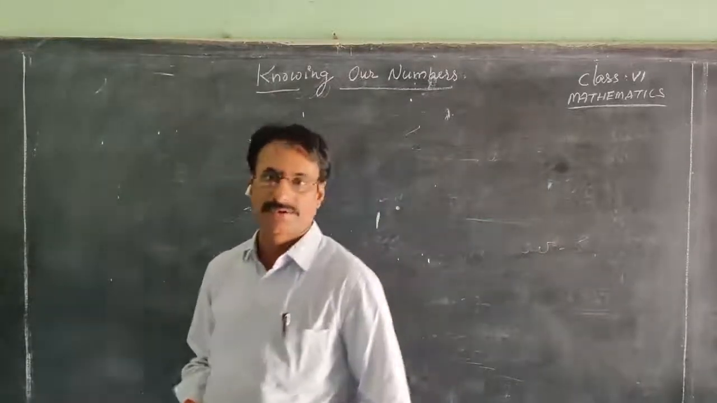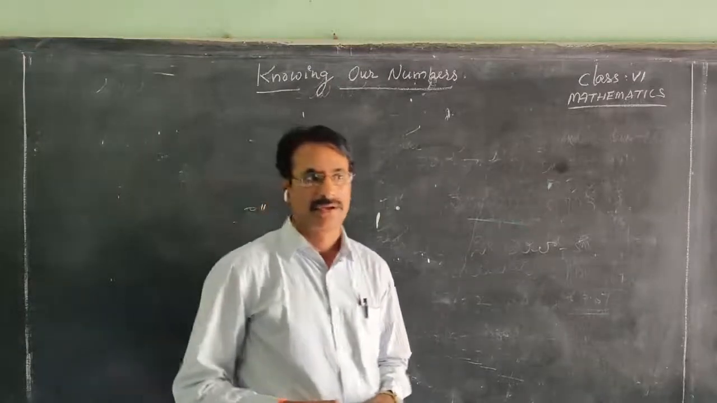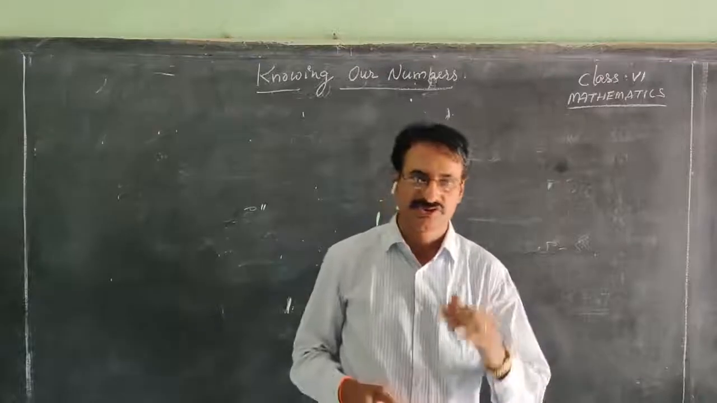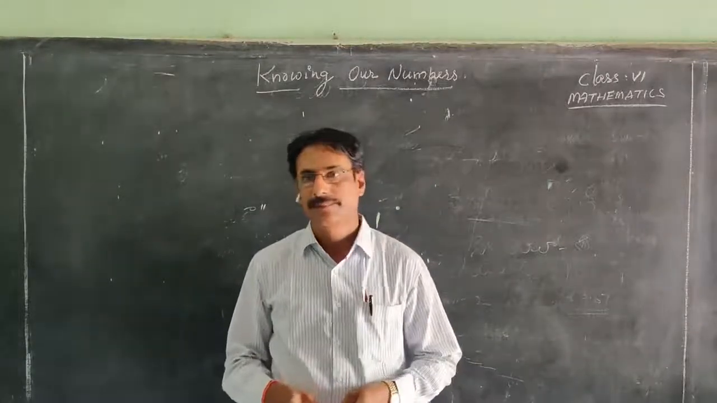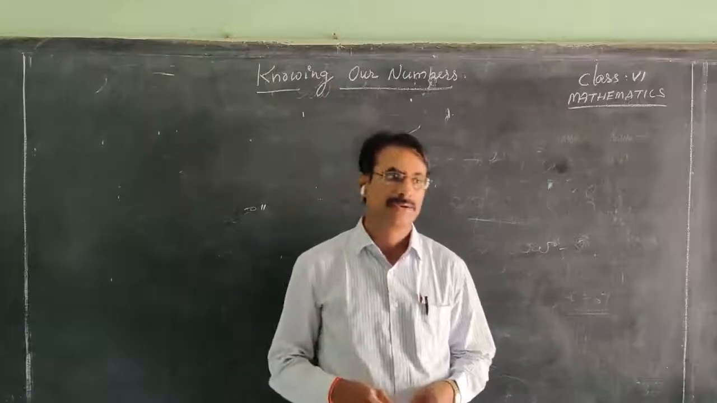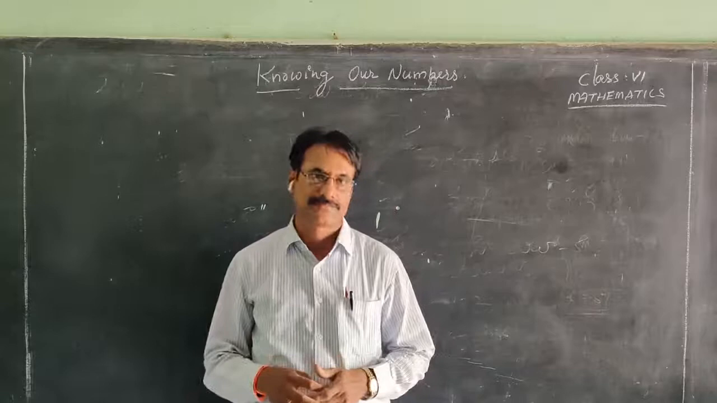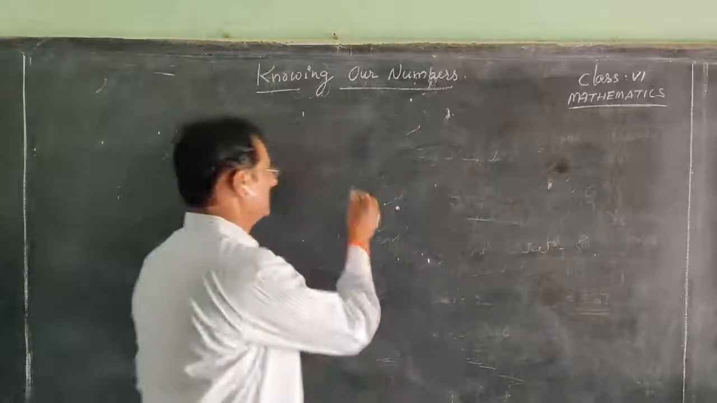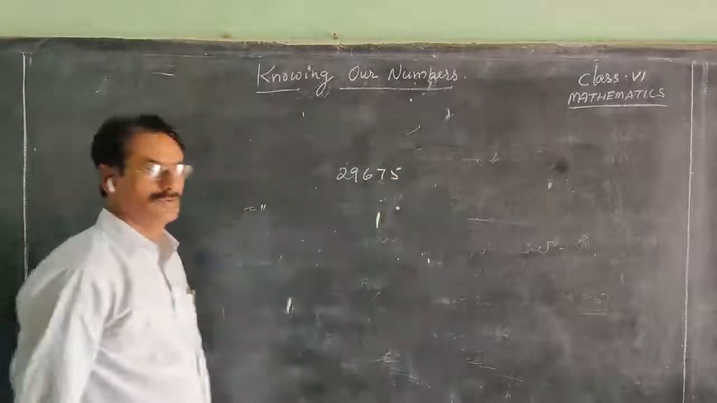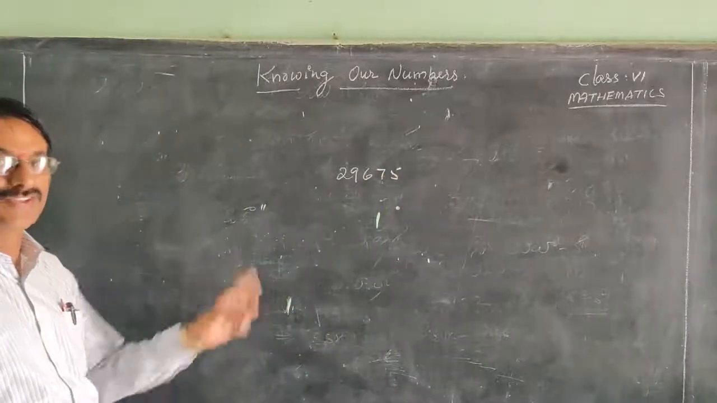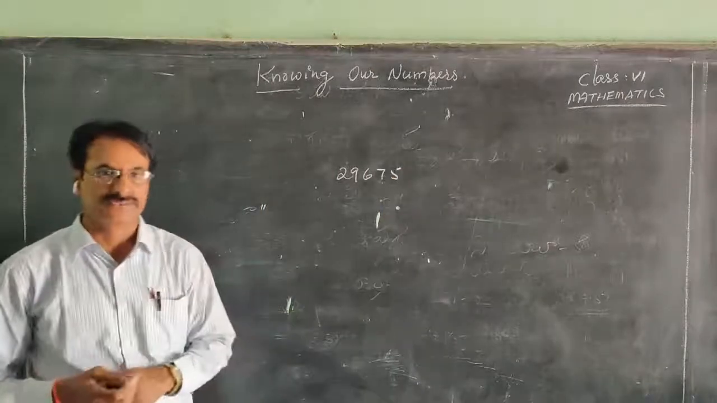We recollect the numbers which you know. You can read and write easily up to thousands. For example, write this number in both figures and words.